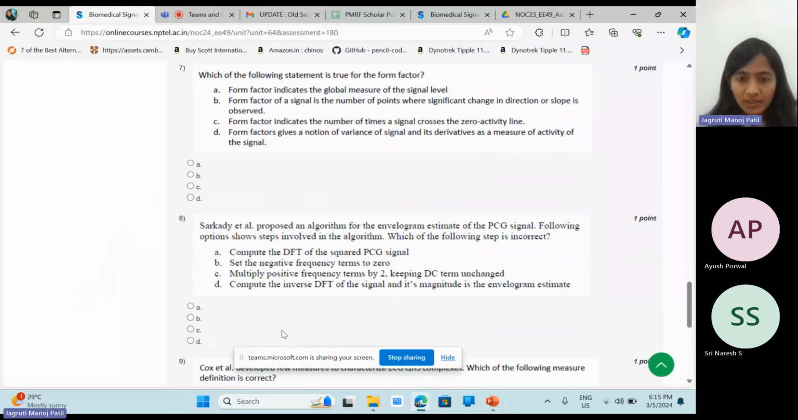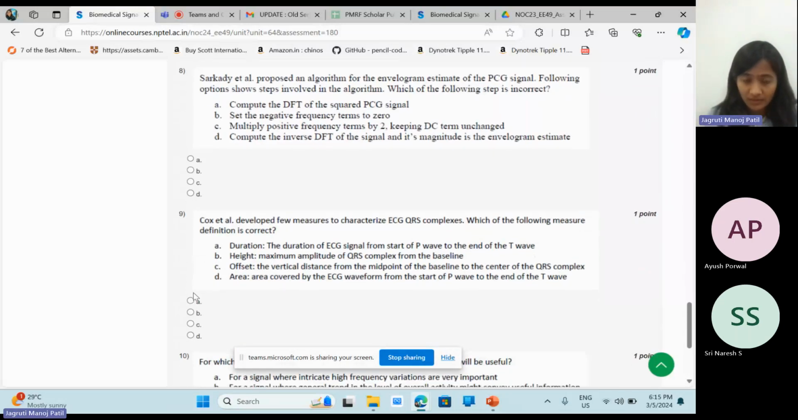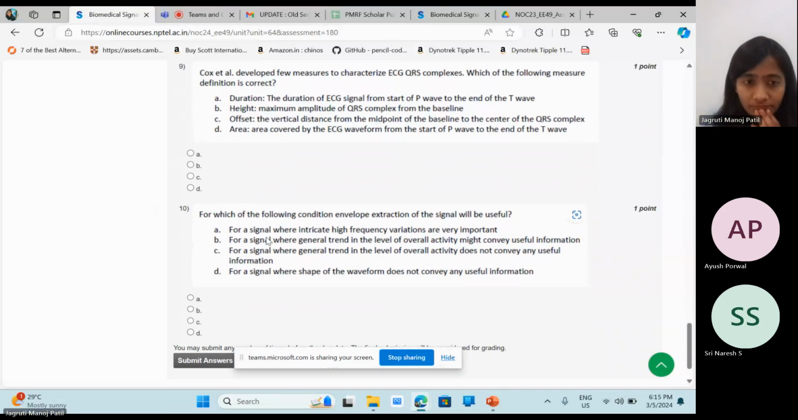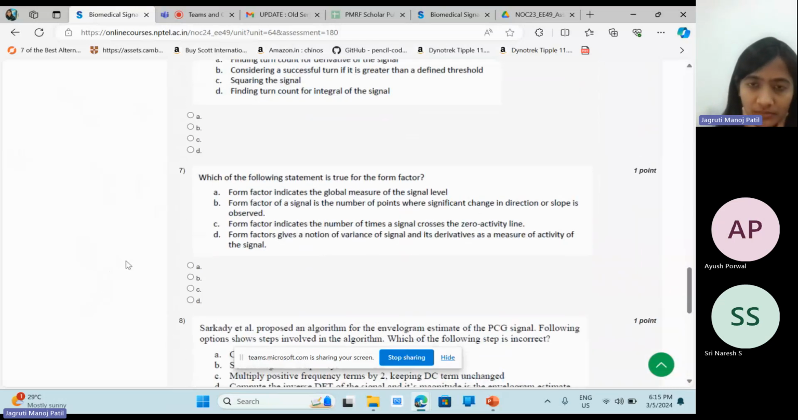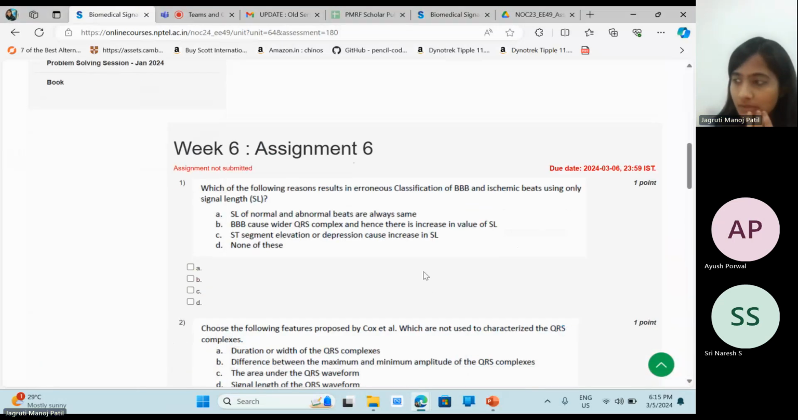This is okay. Which step is correct there? Then again, what all measures were there and which measure is correct? It's like the correct representation of its own definition. And then last, envelope extraction will be useful where? Okay, so it's pretty fine. If you have a look into the slides, you'll be able to solve it.